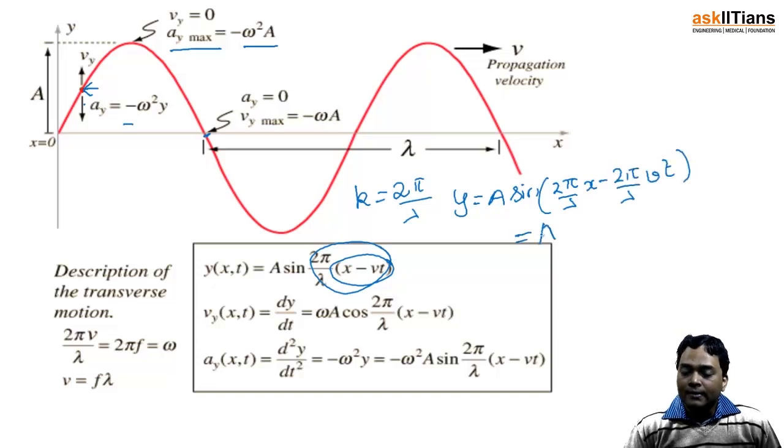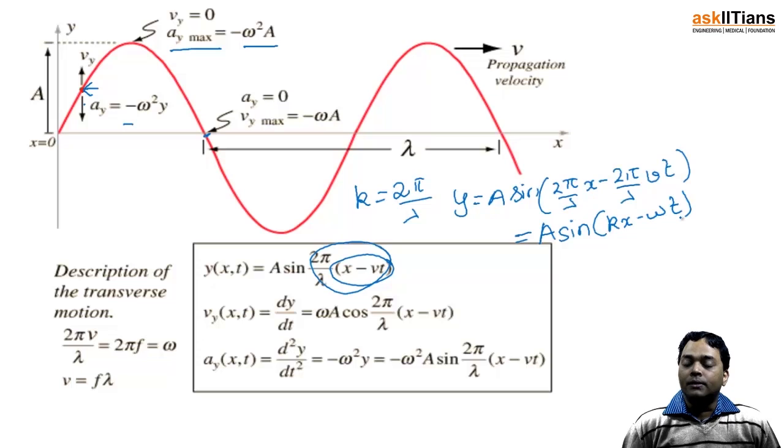As a result, this expression can simply be given by A sine (kx minus omega t). So 2 pi by lambda times v, that is v by lambda, you can write in terms of the frequency of the wave. 2 pi times frequency is what gives you the angular frequency. So this is the general expression.